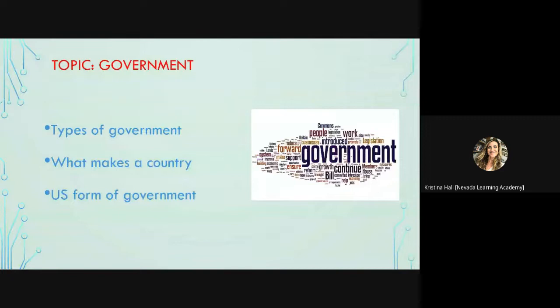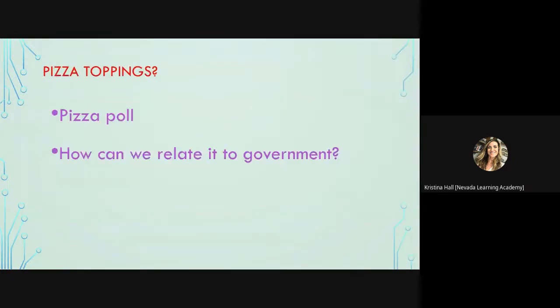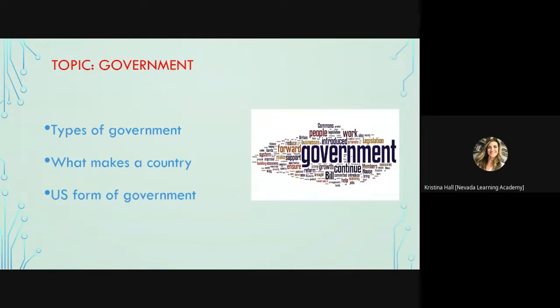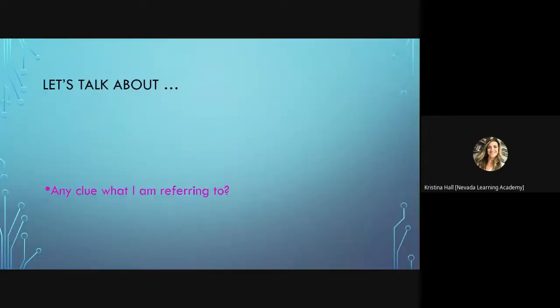All right. Now, we've established that there is a government, okay? Now, there are types of government. In order to have a government, you have to have a country, okay? And you have to have people to form a country. So let's talk about that.